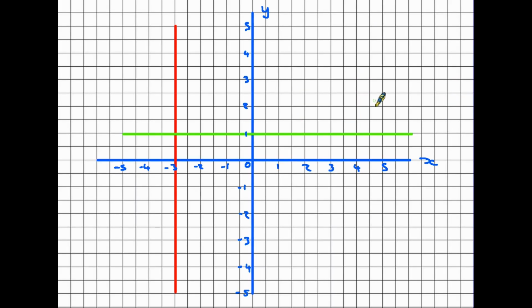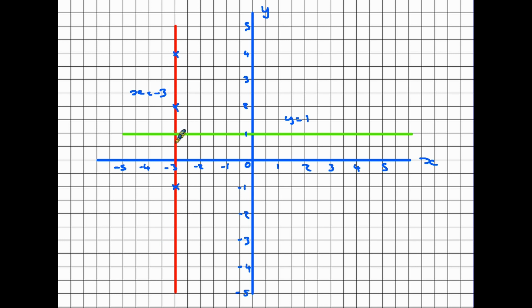So to identify these lines quickly, let's have a look at the green line. It is horizontal. It crosses the y-axis at y = 1, and that is exactly what this line is. It is y = 1. The coordinates (1, 1), (2, 1), (3, 1), and so on. We then have a vertical line. A vertical line crosses the x-axis, and it crosses it at -3. Therefore, this line is x = -3. Again, pick some coordinates. We have (-3, 4), (-3, 2), (-3, -1).